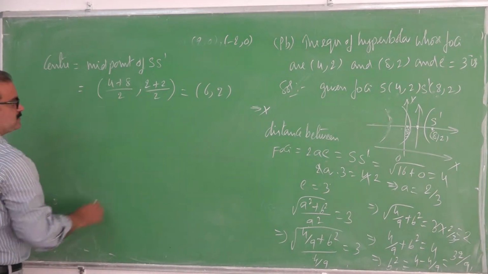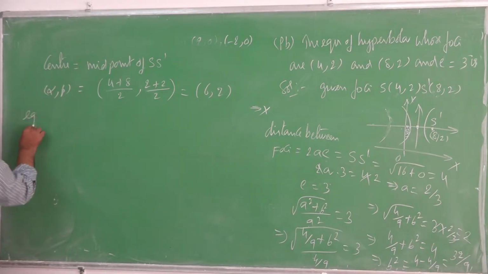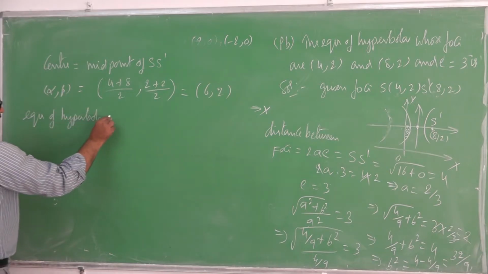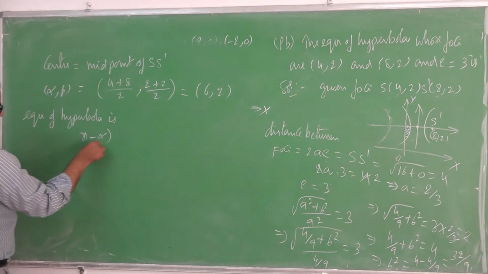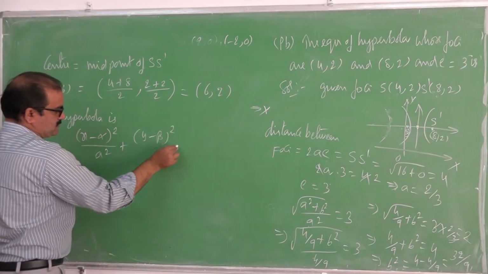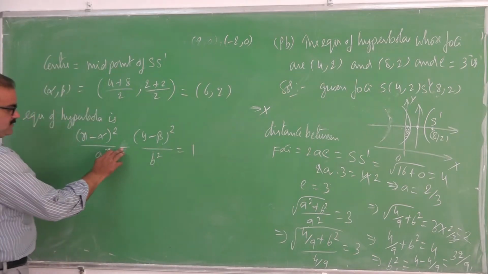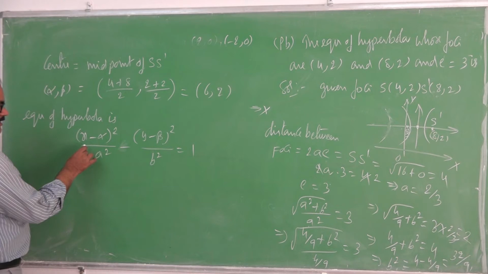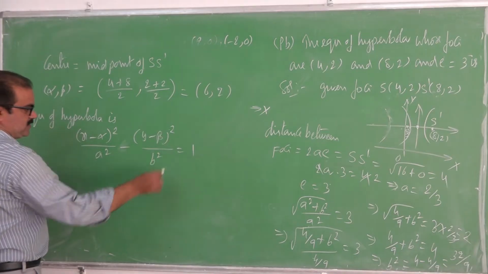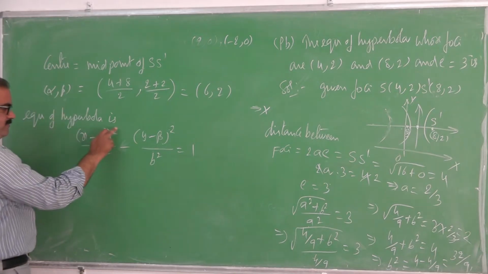So the center is 6 comma 2. If alpha comma beta is the center of the hyperbola, then the equation of the hyperbola is in the form of (x minus alpha) whole square by a square minus (y minus beta) whole square by b square is equal to 1. You observe this. If the origin is the center, then the hyperbola is in standard form: x square by a square minus y square by b square is equal to 1. But if alpha comma beta is the center, then the hyperbola is in this form.